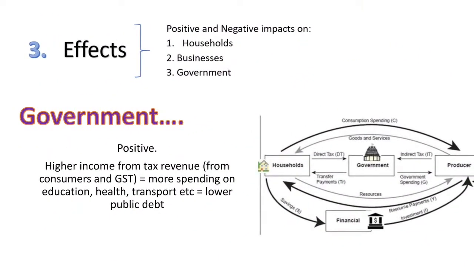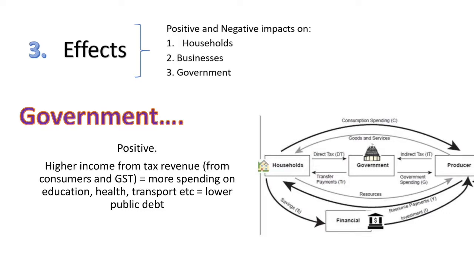And then just lastly, our third segment that we look at is the government. So that's that middle box. So the positive impacts for the government is, if we look at the two arrows that are going into the government, we've got the direct tax on the left-hand side there, and then we've got indirect tax on the right-hand side. So direct tax is the money that comes from households when they get paid. So when they get paid from their job, a little part of their pay goes to the government, called PAYE.